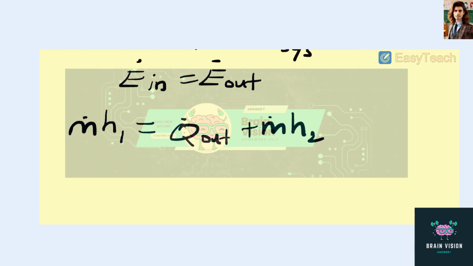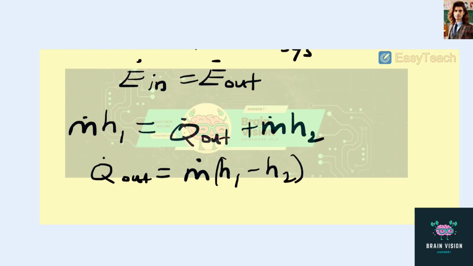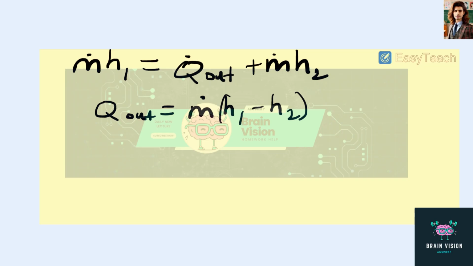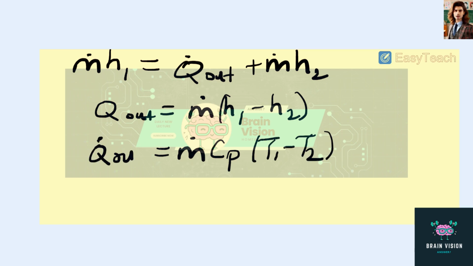So we can solve for Q out and say that Q out is equal to m dot (H1 minus H2). Now recall that we do have the Cp value, so we can write this in terms of Cp and temperatures, and say that this is equal to m dot Cp (T1 minus T2), and this is equal to Q dot out.